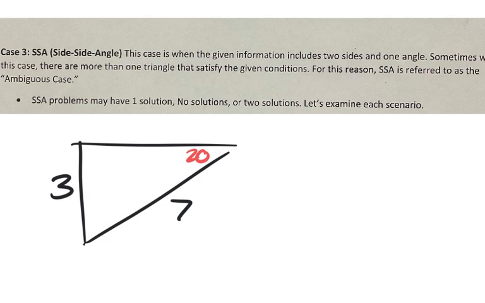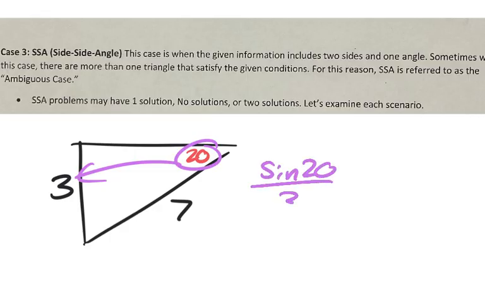But I do have an angle and the side opposite, which means I can use the law of sines anytime I have that relationship. So if I set this up, sine of 20 over 3, I'm just going to name this one alpha. I'm going to name this one beta, and this can be b.